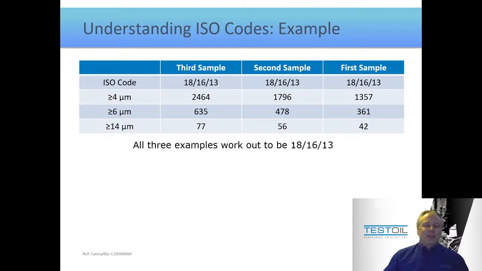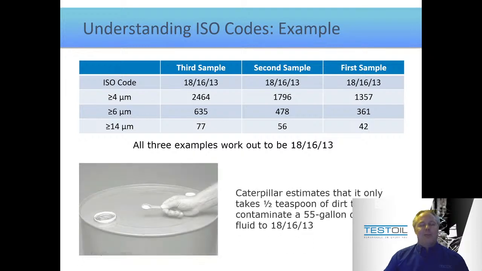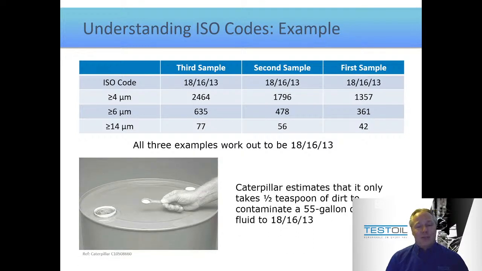So one thing I can show you is a very old study done by Caterpillar, and they took a 55-gallon drum and they approximated that it would only take 1/2 of a teaspoon of debris to contaminate oil to a level of 18, 16, 13. So these 3 particle counts I've just shown you all have, per 55 gallons of oil, approximately 1/2 a teaspoon of particulate, debris, whatever it happens to be.